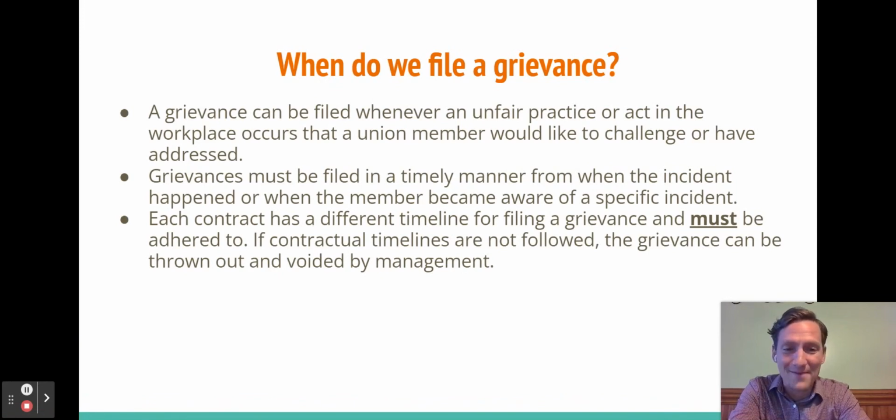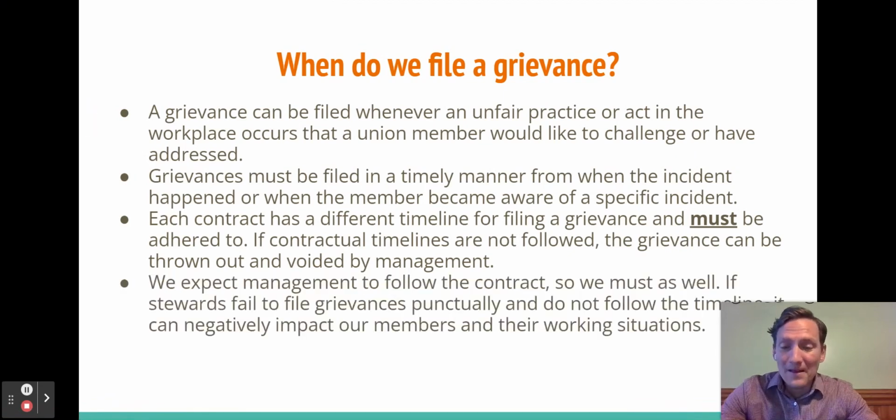Because if the contractual timelines are not followed, the grievance can get thrown out and completely voided by management. Management can say, well, listen, your grievance wasn't filed timely, and it doesn't matter. In many of our private sites, a grievance also allows us to challenge disciplinary matters, and if we don't file in a timely way, that discipline can stick and we may not be able to do anything about it. That would be incredibly unfortunate, especially where we may have been able to overturn it for the member. We expect management to follow the contract.